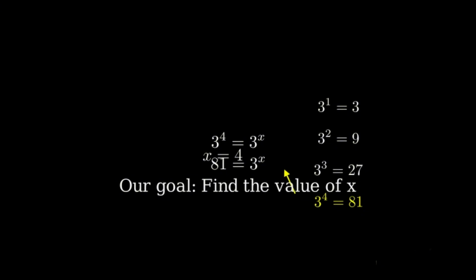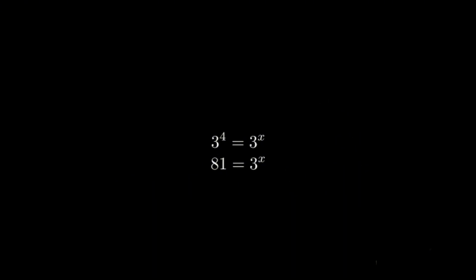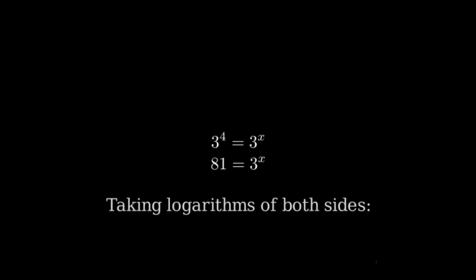While this approach works well for simple cases, let's verify our result using logarithms, which provides a more general method for solving exponential equations. When solving exponential equations, taking logarithms of both sides allows us to bring the exponent down as a coefficient, making it easier to isolate. We'll apply logarithm base 10 to both sides of our equation. The choice of base doesn't matter for this proof, but base 10 is commonly used for calculations.